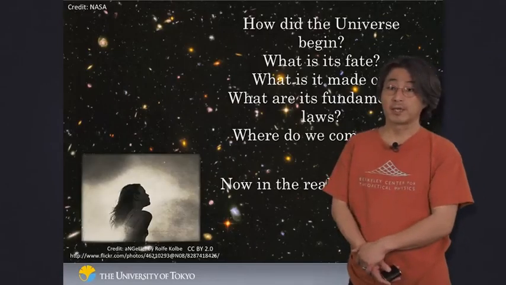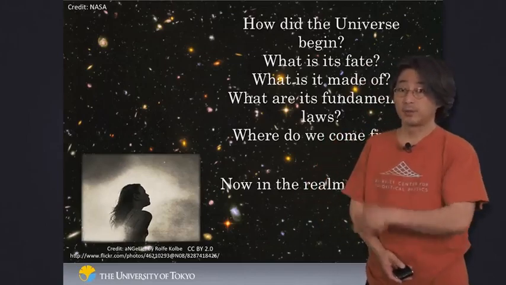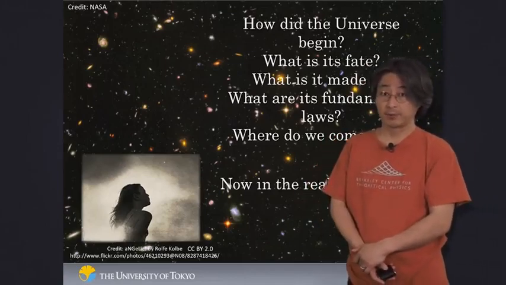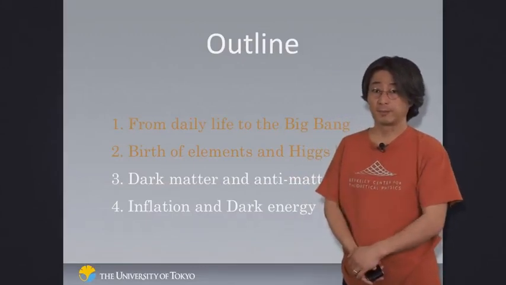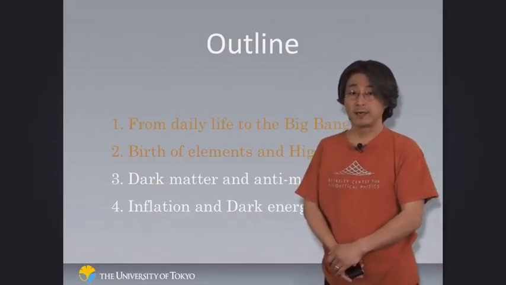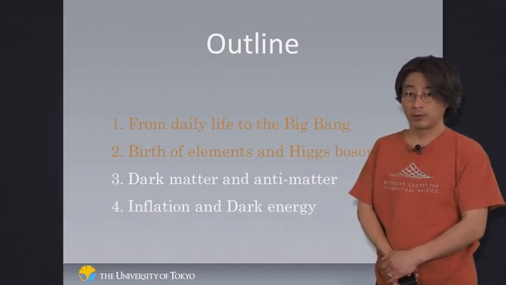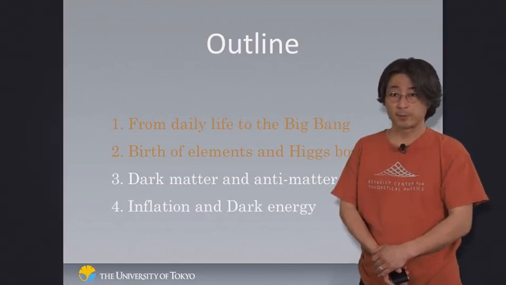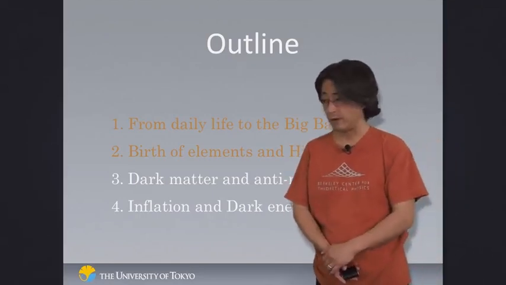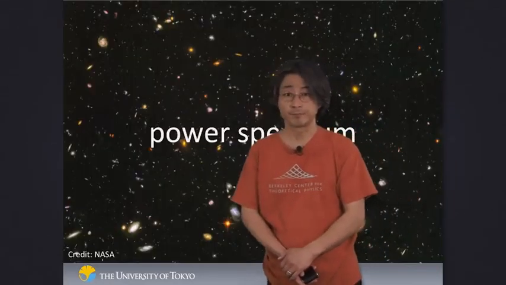Welcome back to my course From the Big Bang to Dark Energy. As we discussed in the previous two classes, we would like to address these fundamental questions about the universe. And here's the outline. We finished the first lecture, from daily life to the Big Bang, and the second lecture, birth of elements and the Higgs boson. In this lecture, we'd like to talk about dark matter and antimatter. Both are sort of mysterious components of the current composition of the universe.